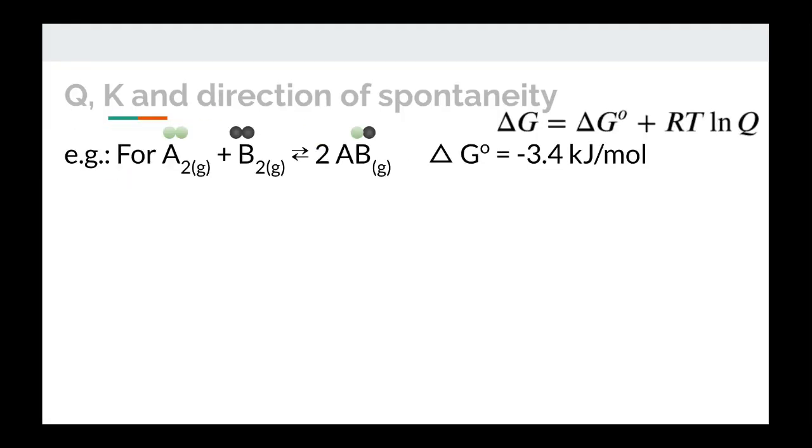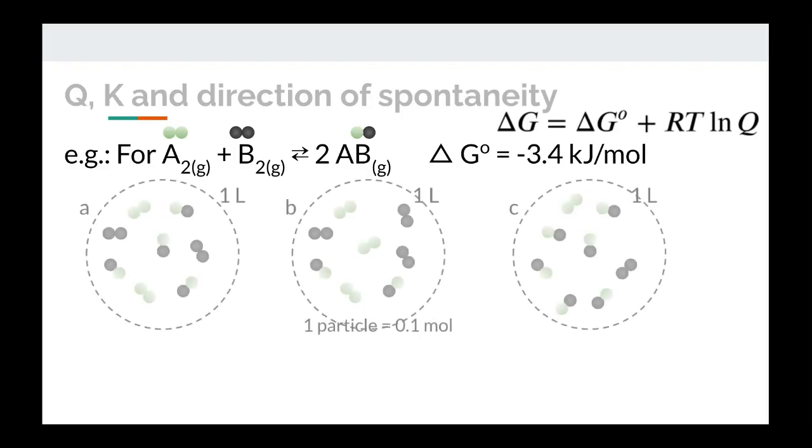Let's look at some hypotheticals. Let's say we have A2 reacting with B2. These are just generic, not real reactants. And they're in equilibrium with 2AB. We have a little particle key here. And here we have 3 different situations. And let's pretend that each particle represents 0.1 moles. And let's pretend that the space represents 1 liter.